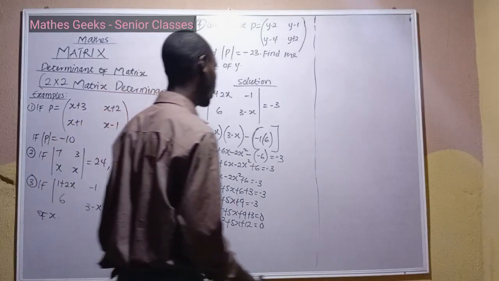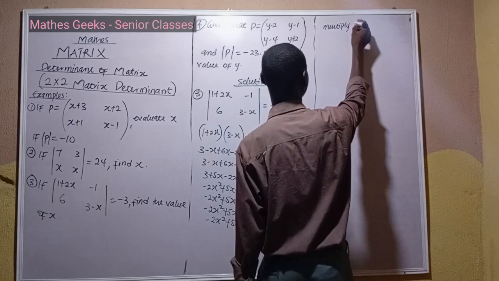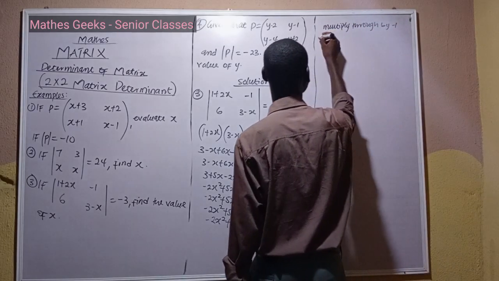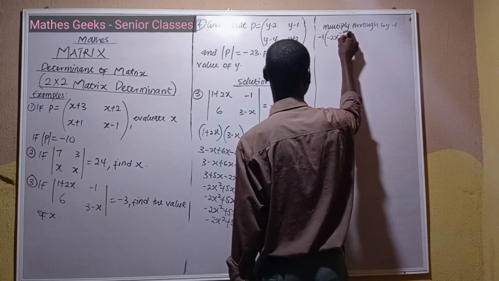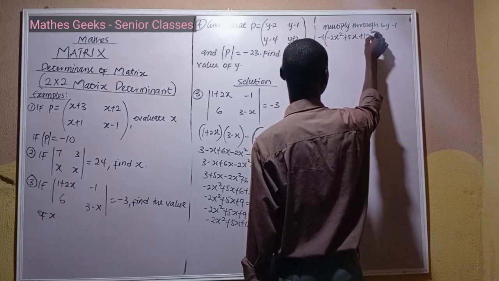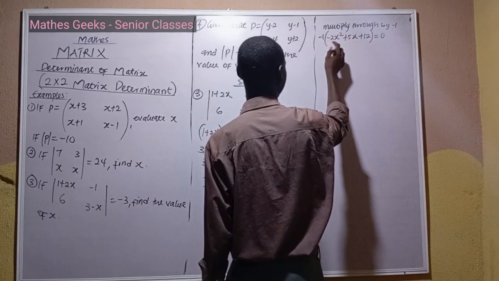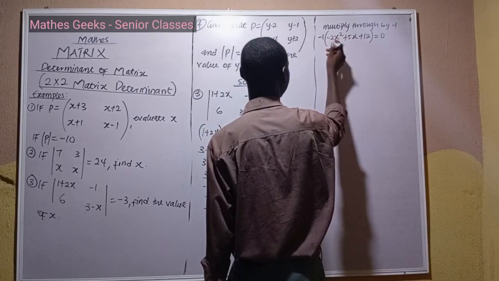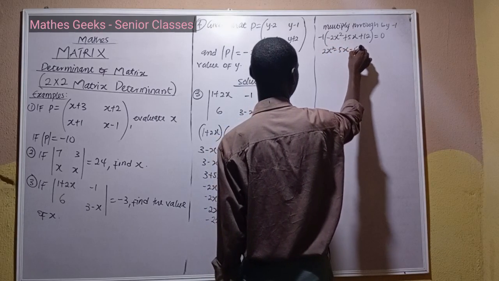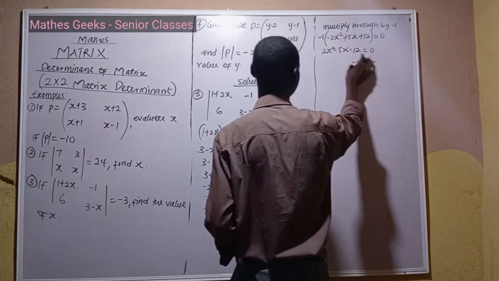Multiply through by minus 1. Minus 2x squared plus 5x plus 12 equals 0. Minus 1 times minus 2x squared gives plus 2x squared, minus 5x, minus 12 equals 0. So we have a quadratic equation to solve.